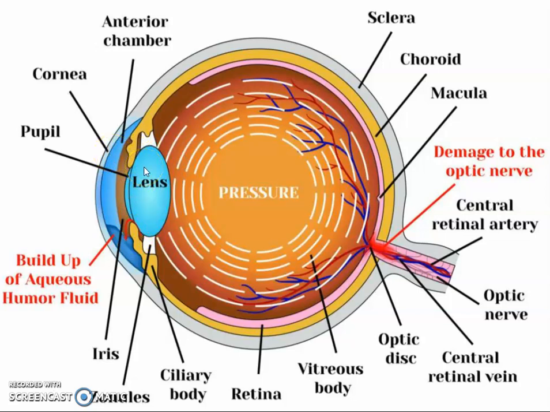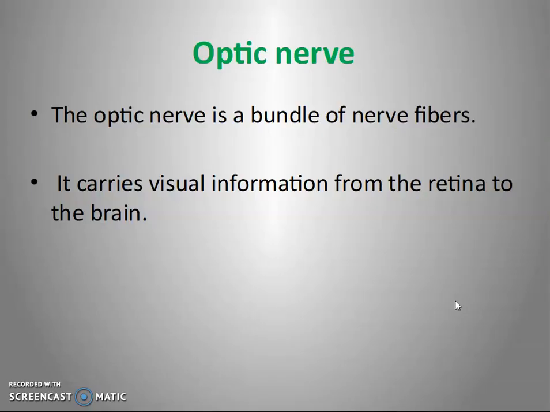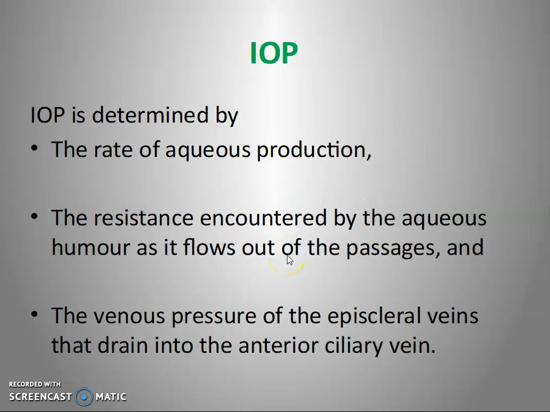So due to rising of this pressure, it can exert pressure on the posterior part also. Due to this, there is excessive stress occurring on the optic nerve. The optic nerve is the bundle of nerve fibers which carries visual information from the retinas to the brain. The rising of intraocular pressure is occurring due to excessive aqueous humor production or the resistance developed to the aqueous humor passage.